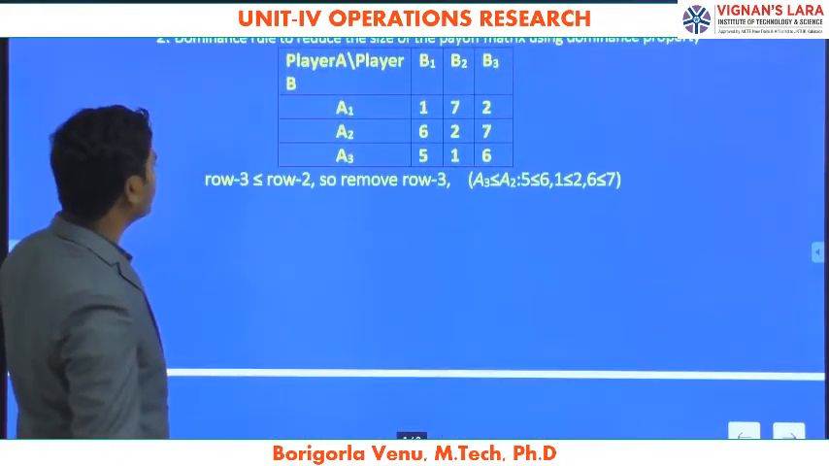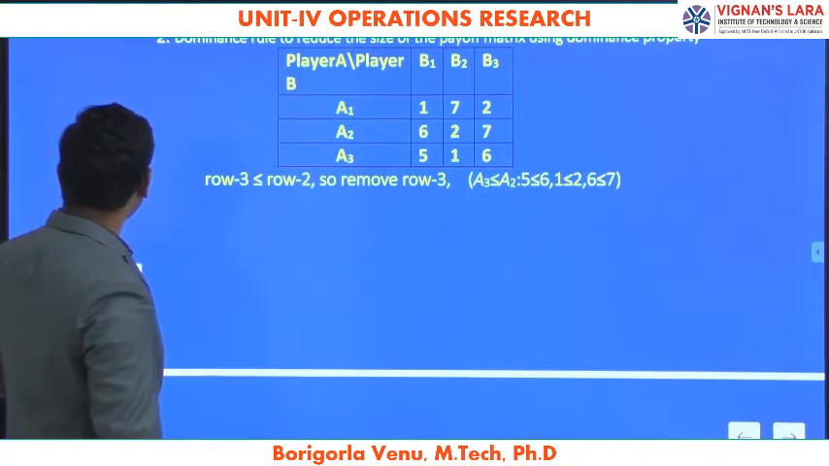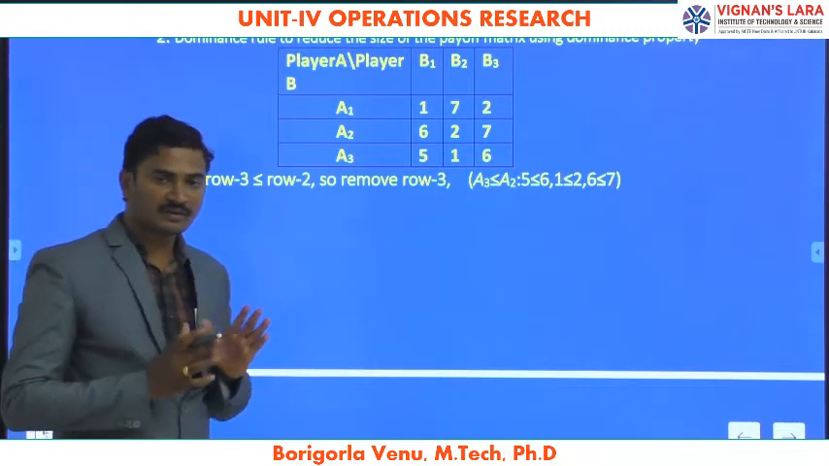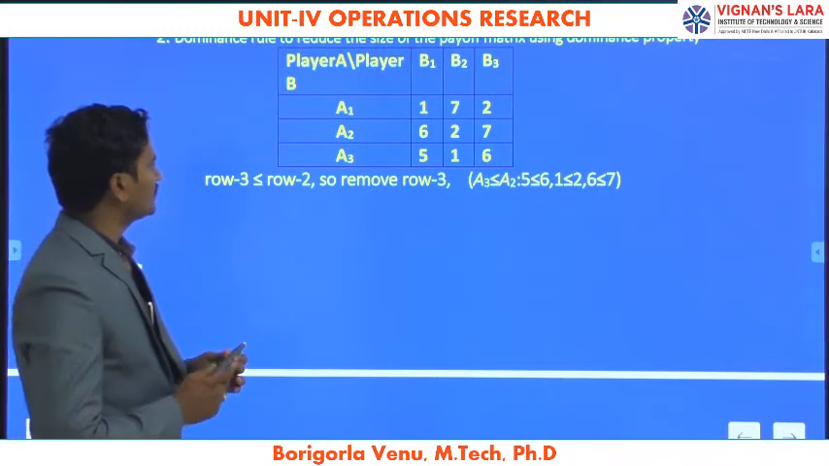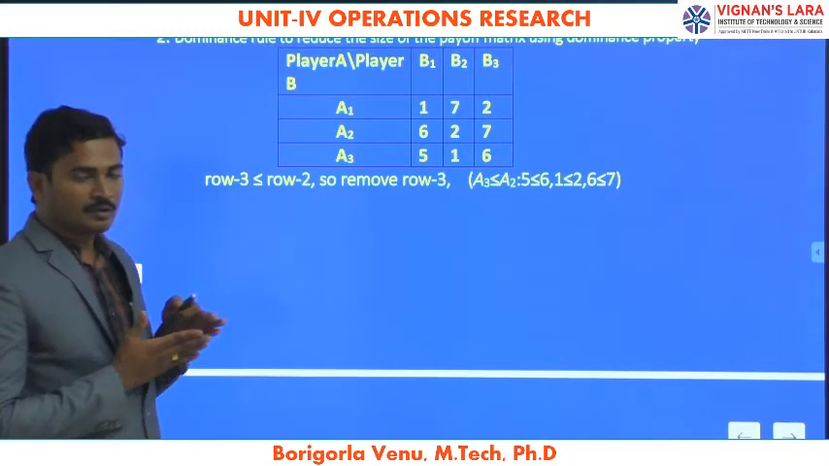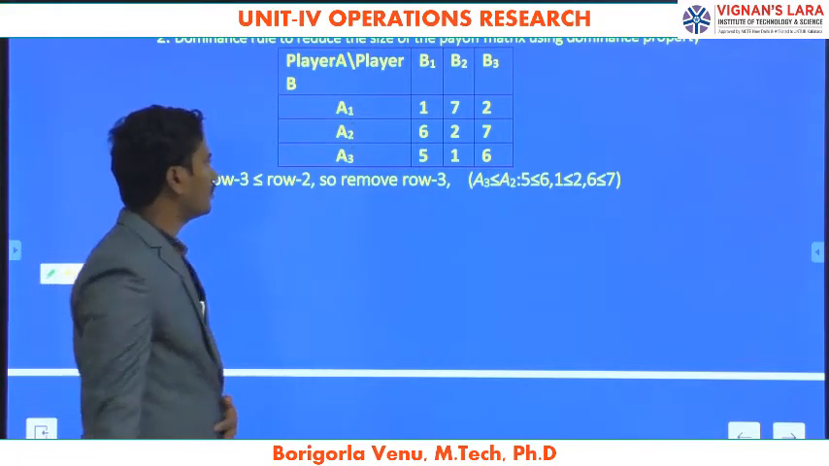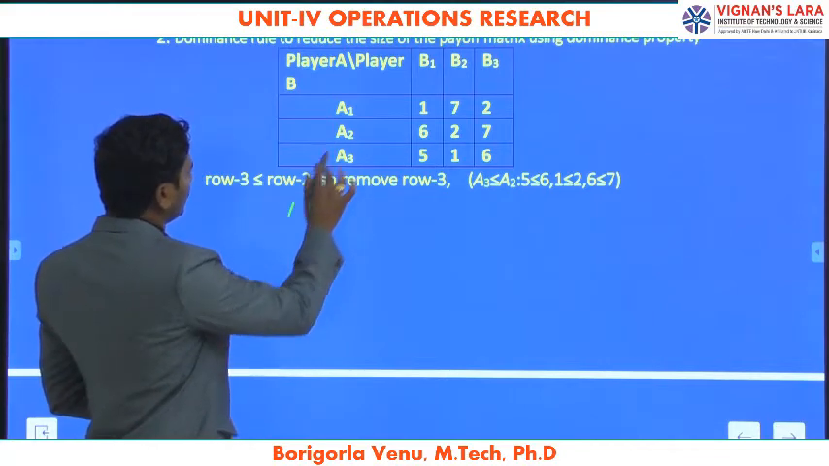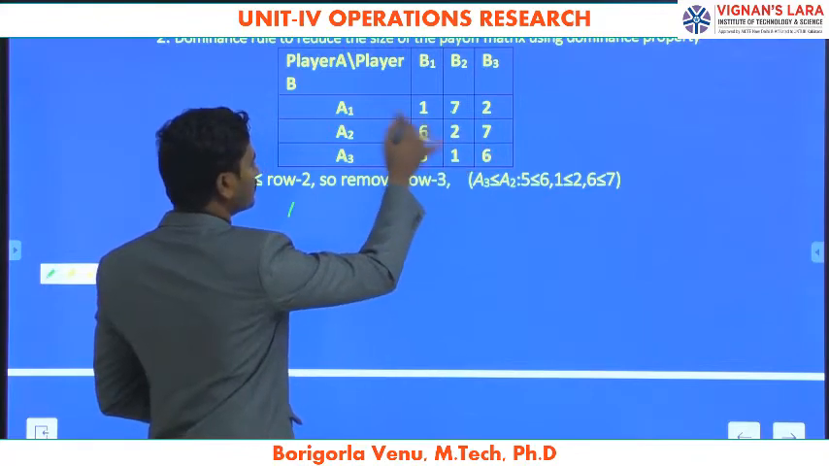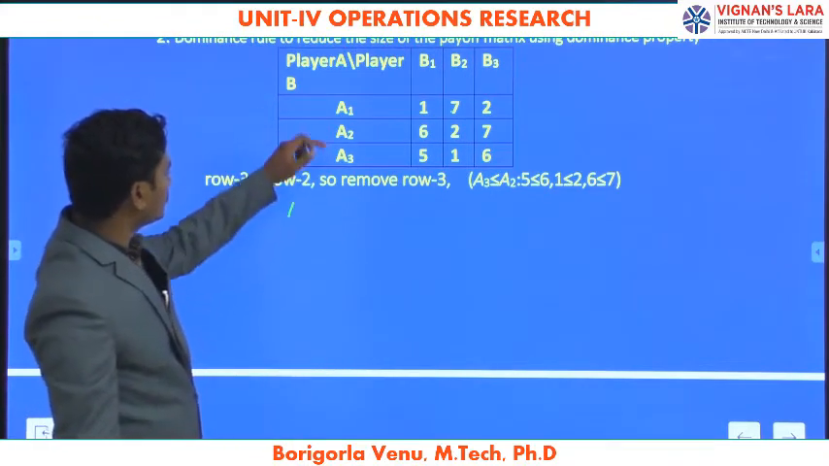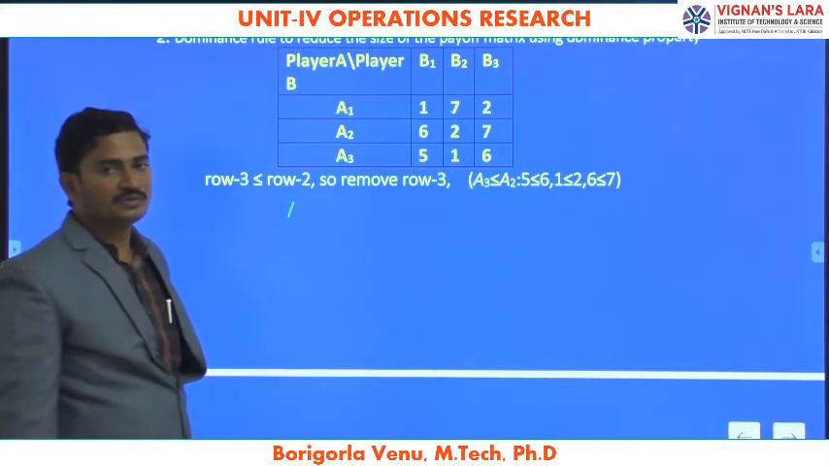When solving the problem by the arithmetic method, first we have to convert that matrix into a 2 by 2 matrix, converting it into a 2 by 2 game by applying the dominance principle. First I am going to check row dominance, between two rows. Here A1 and A2: we have minimum and maximum and minimum, so it is not possible. There is no clear dominance. Next, A1 and A3: 1, 5, 7, 1. Here also it is not possible to check the dominance.